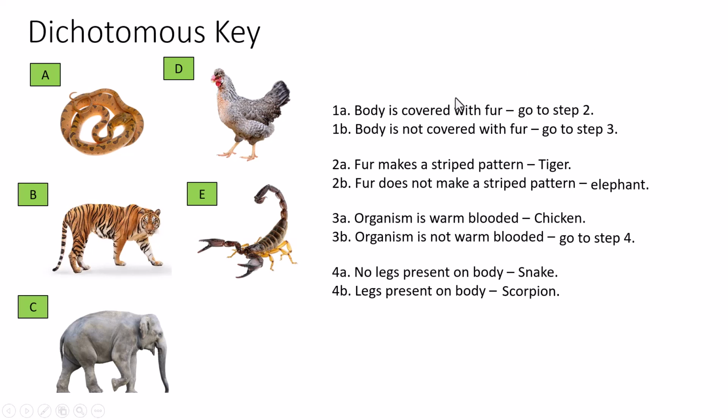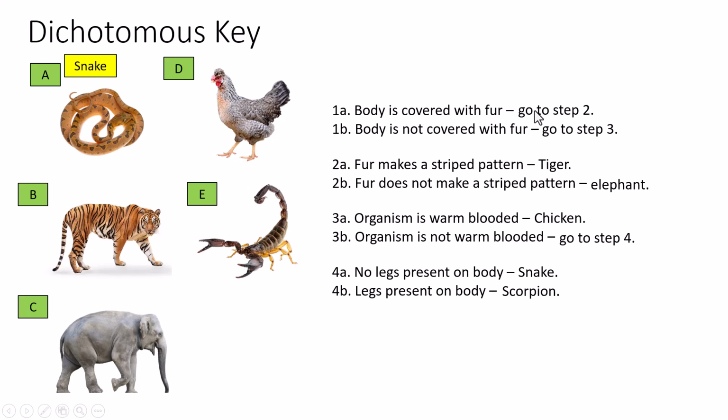If we start here with A, we want to try to classify A. Body is covered with fur. If it is, go to step 2. Body is not covered with fur. Well, we know that this is a reptile, and so it is not covered with fur, so we would go to step 3. Organism is warm-blooded, or the organism is not warm-blooded. Well, we know that this is a reptile, it is not warm-blooded, so we would go to step 4. No legs present on the body, it's a snake, or legs present. This one does not have legs. We can specifically observe that, and so we would classify that as a snake using specifically these statements and those statements alone.